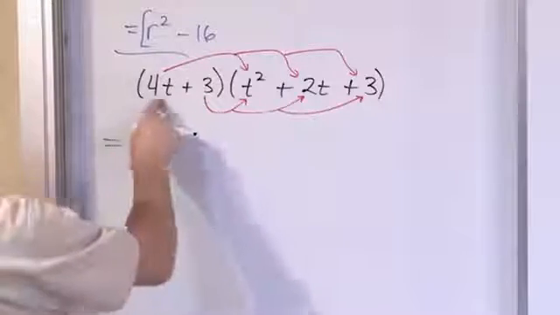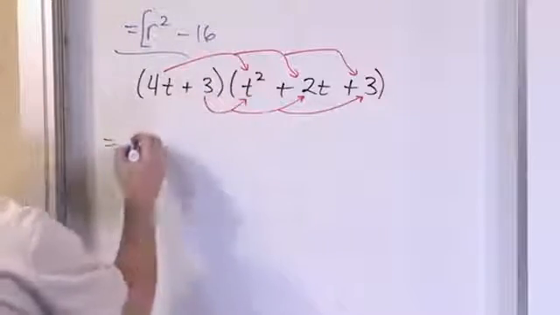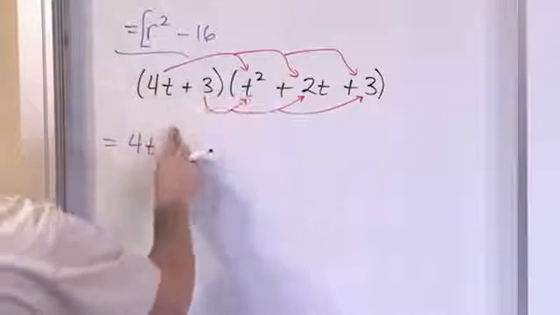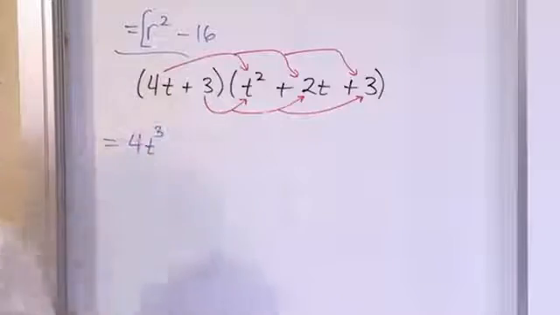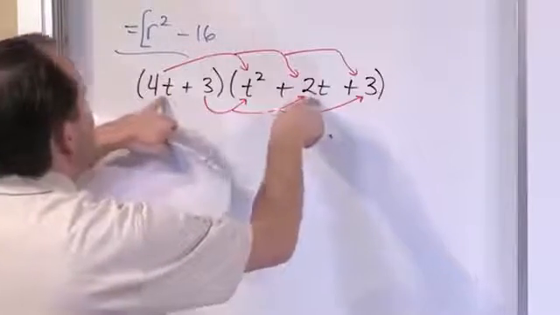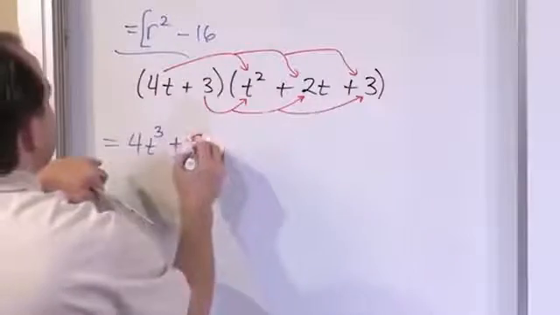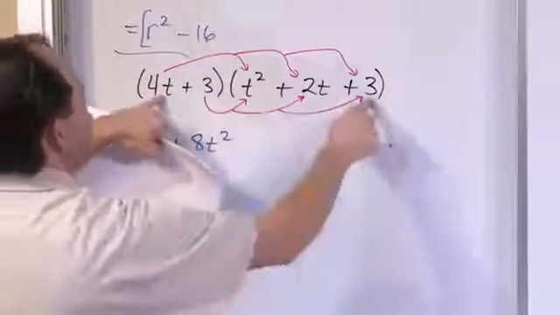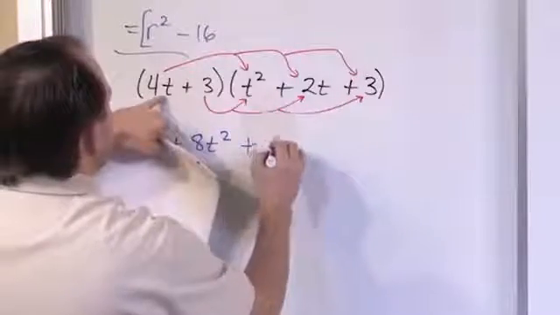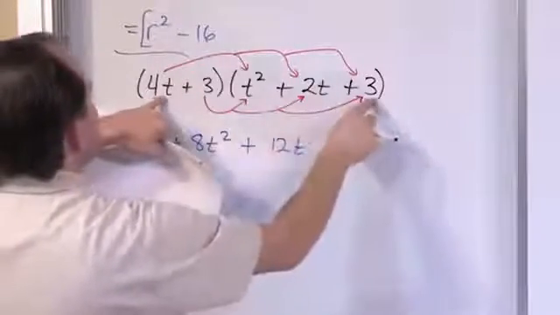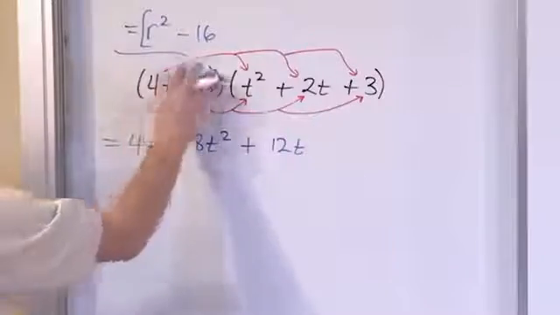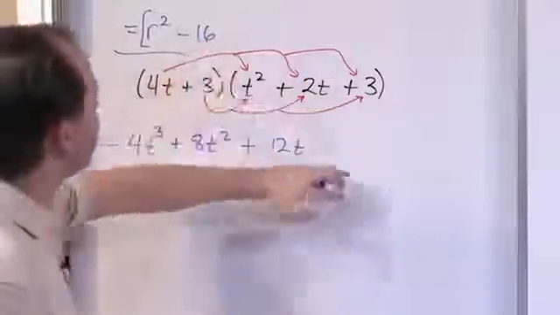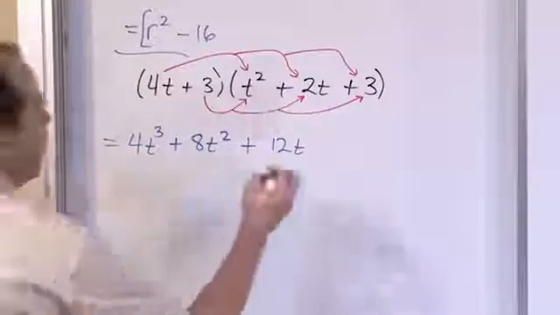All right? 4t times t squared. Well, that's going to be 4t cubed, because t times t squared gives me t cubed. Now, 4t times 2t. 2 times 4 is 8. T times t is t squared. Now, 4t times 3. 4 times 3 is 12 times t, because t is hanging along for the ride. Okay, so what I've done is I've pretended at this point that the 3 is gone, and I distribute everything in, and this is what I get. Now I have to keep going.